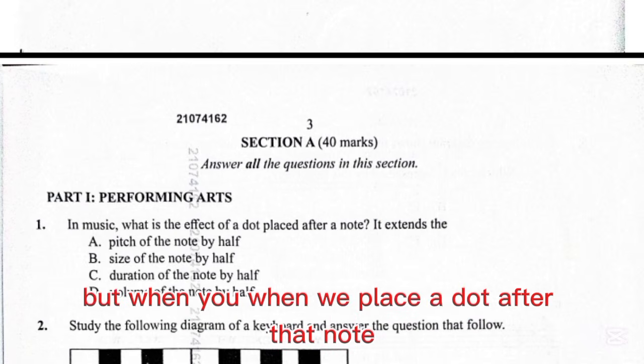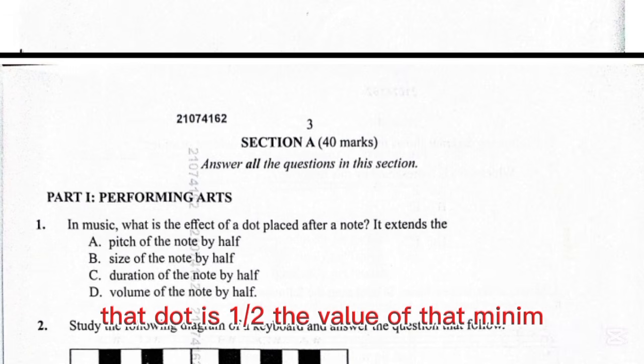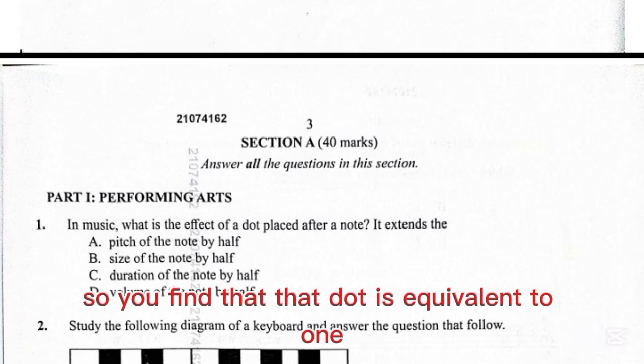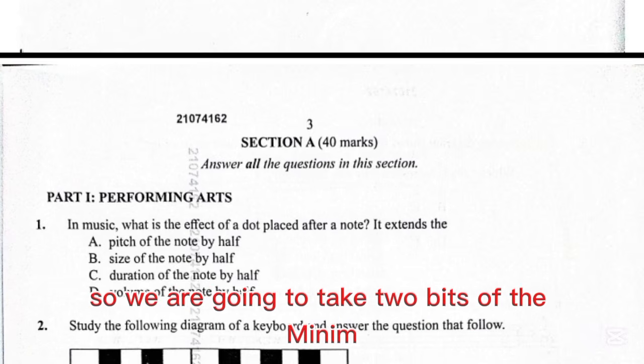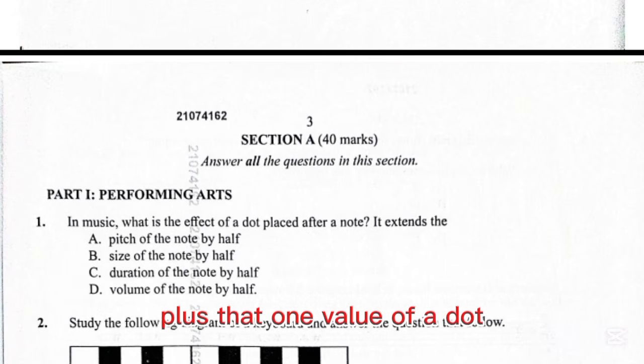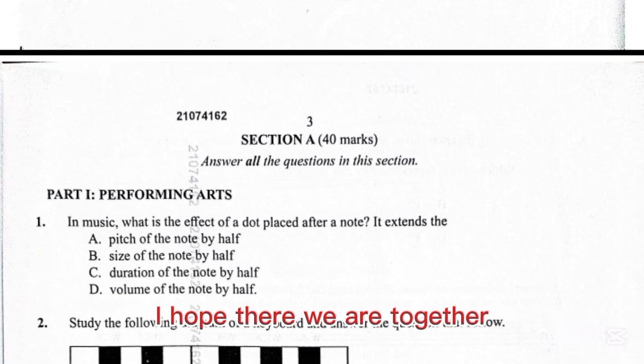But when we place a dot after that note, which is a minim, that dot is a half the value of that minim. The value of minim is 2, and a half of 2 is 1. So that dot is equivalent to 1. So we take the 2 beats of the minim plus that one value of the dot. So that note is going to have 3 beats. I hope we are together.